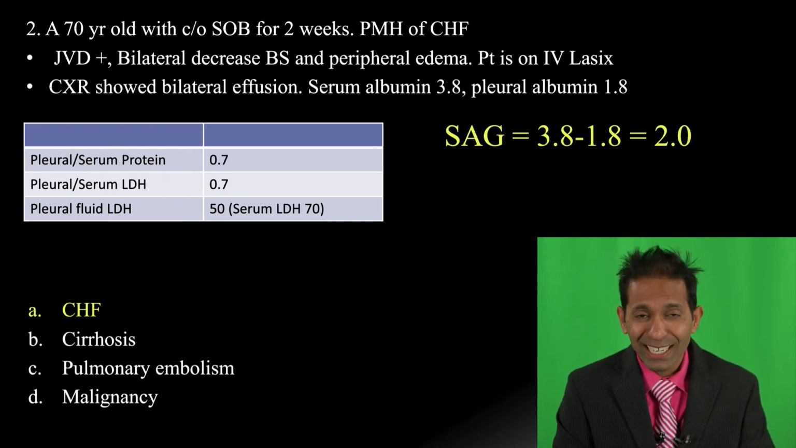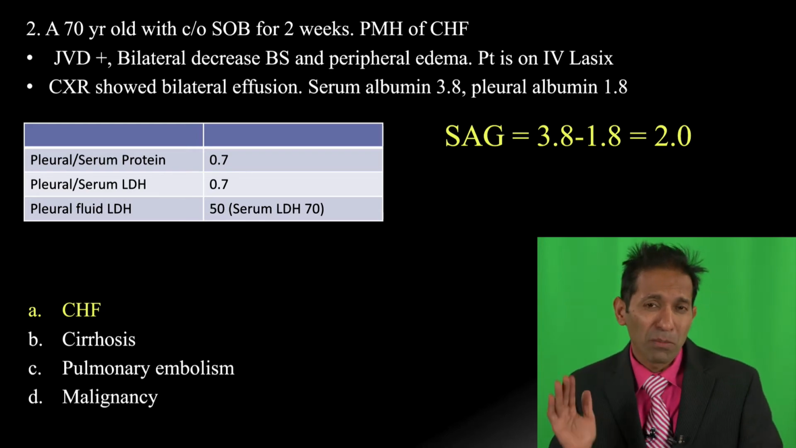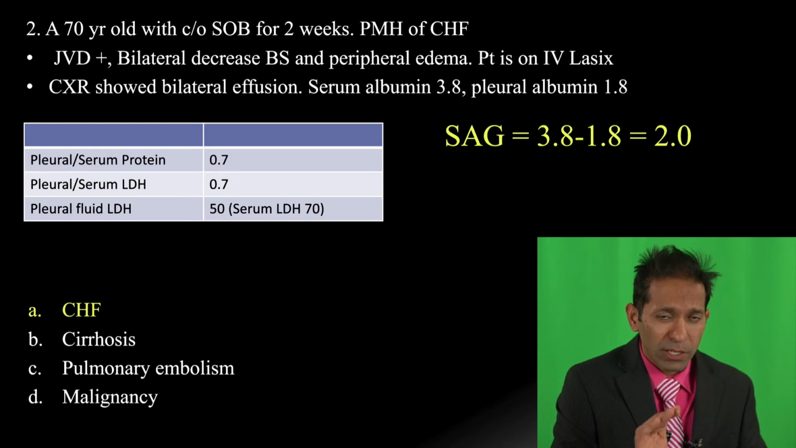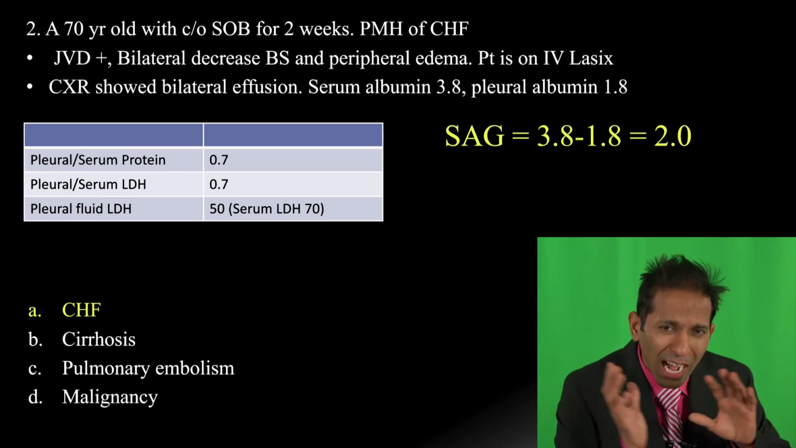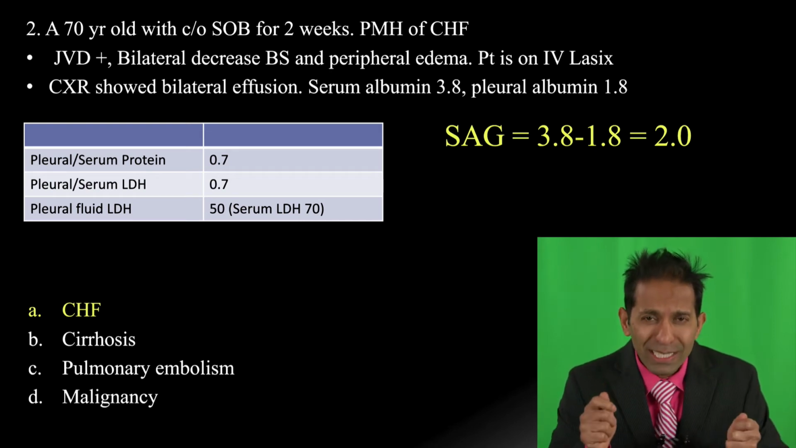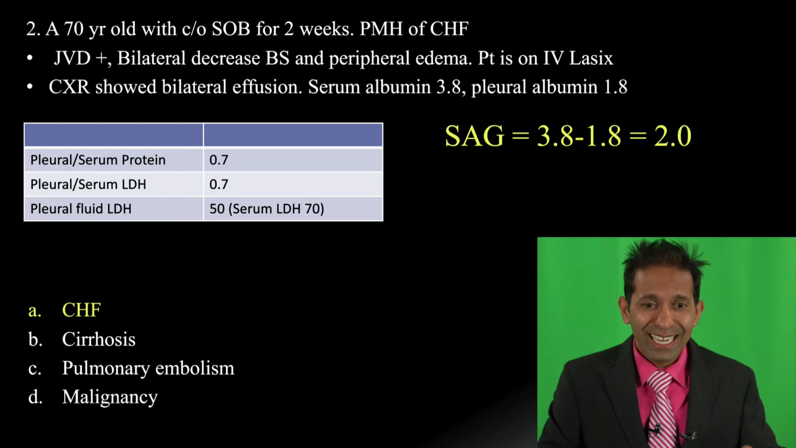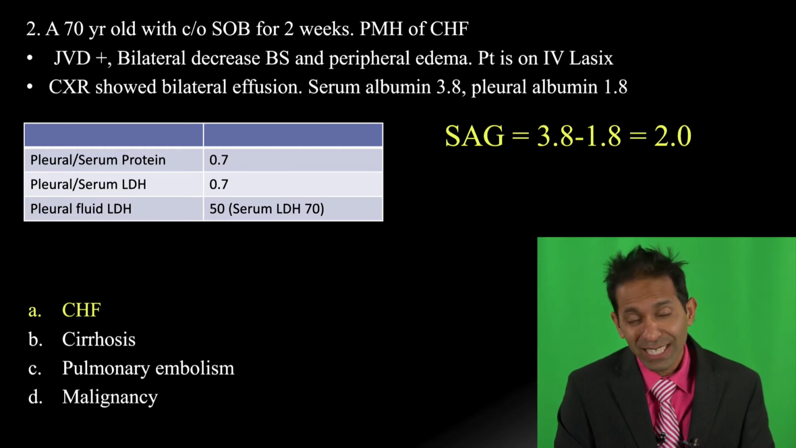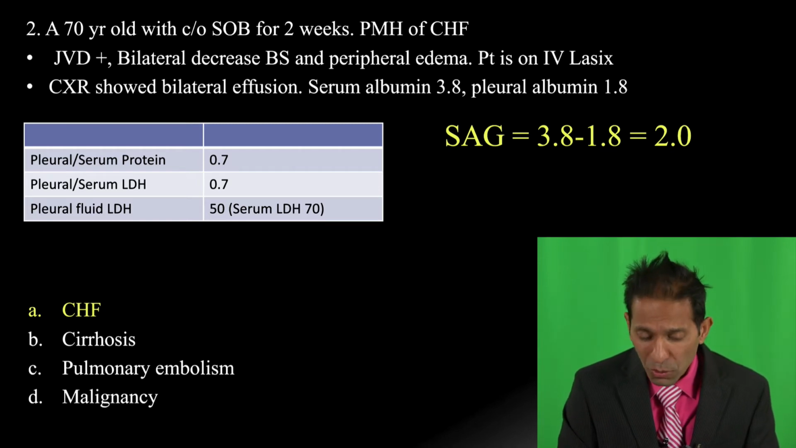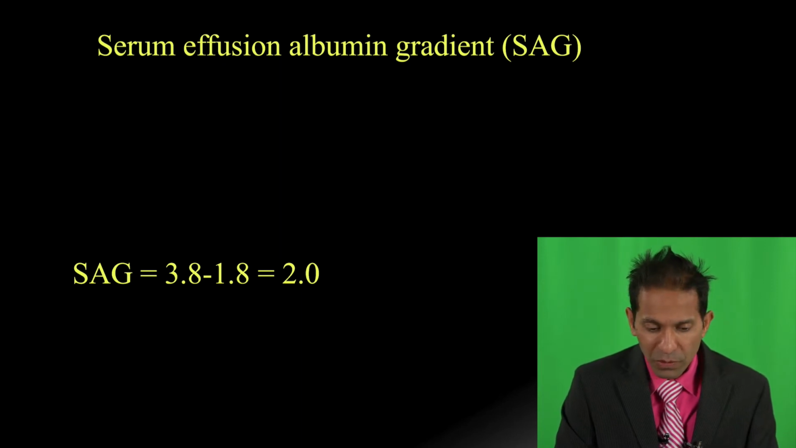If this gradient is more than 1.2 in a patient with congestive heart failure, most likely you are dealing with transudative effusion. If you start patients with congestive heart failure on IV diuretic and do a pleural tap, sometimes it can give you exudative effusion. The Light criteria might show exudative effusion. In those cases, you calculate SAAG. If the SAAG is more than 1.2, most likely you are dealing with transudative effusion.